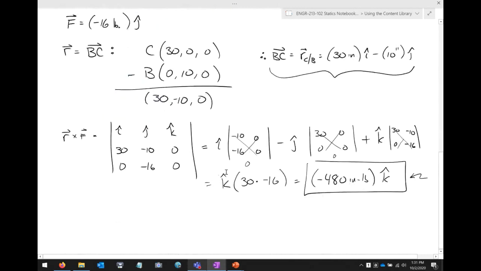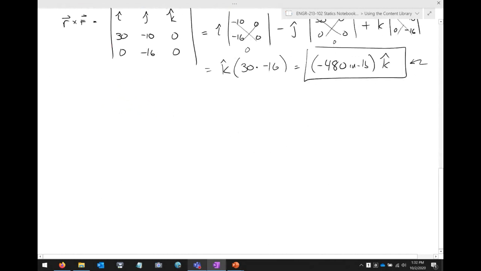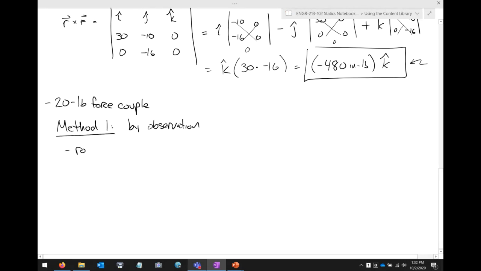Let me scroll down a bit, give myself a little bit of room. Let me get my setup here. Give me 1 second. Let me write a couple things down, and I'm going to illustrate that. I know that this could be a little strange, but okay. 20-pound force couple. Let me write all this out, and then we'll talk about that.